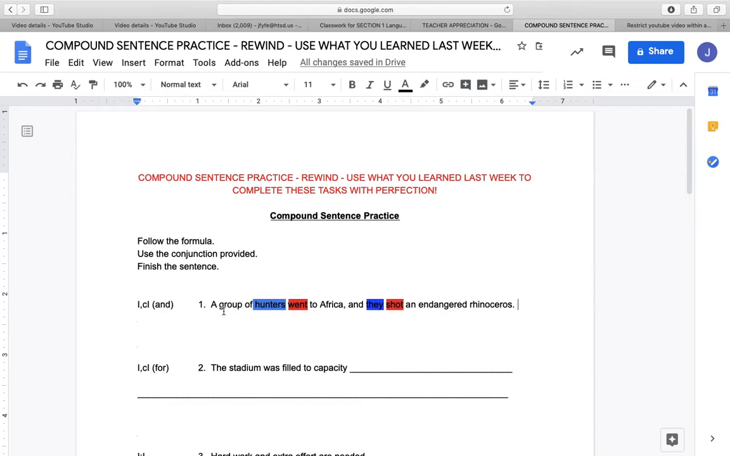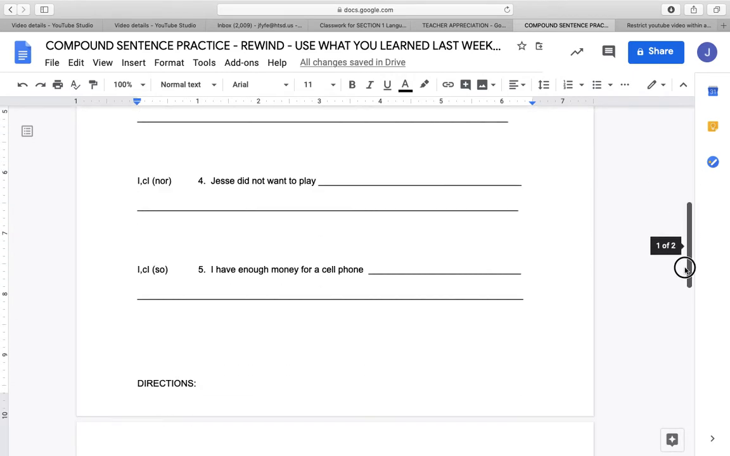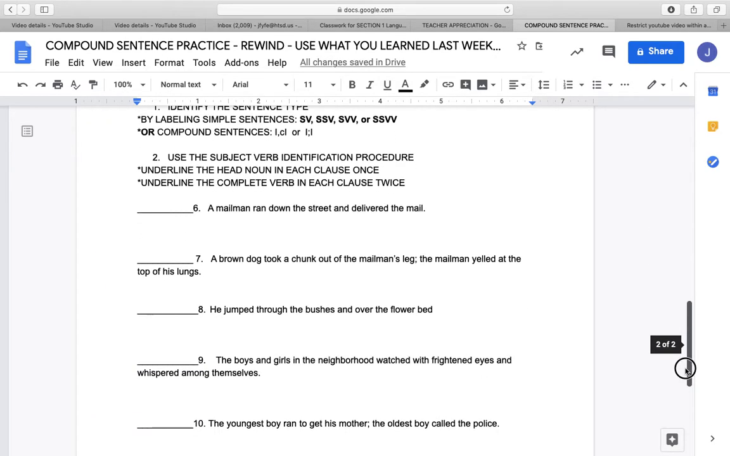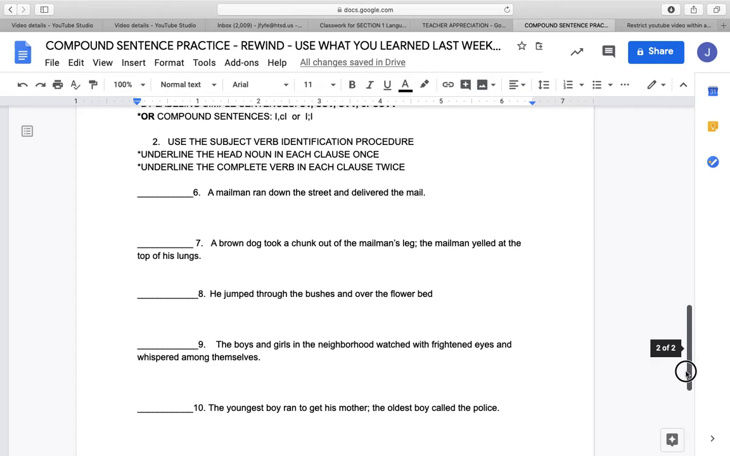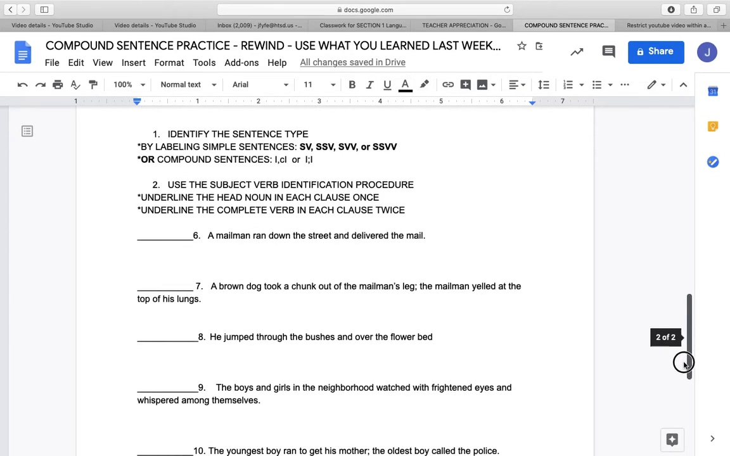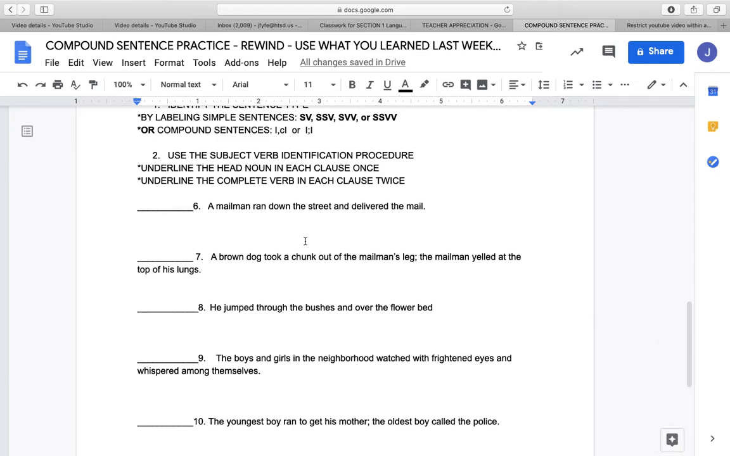So for example, this sentence: a group of hunters went to Africa, and then it was blank. You needed to have a subject and a verb after the comma and. So I provide an example here: a group of hunters went to Africa, comma, and they shot an endangered rhinoceros. You're going to finish each of these sentences following the formula. I'm only giving you the first 5 from last week, and then the second 5, so you have 10 things to do, is the subject-verb identification procedure for this set of sentences here.